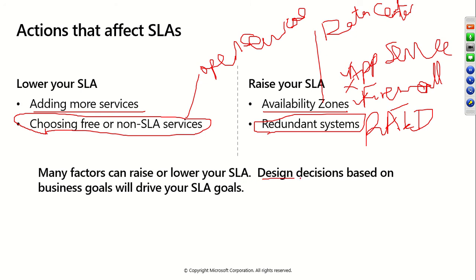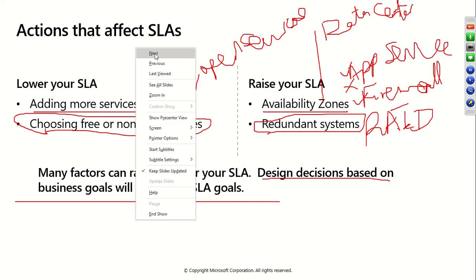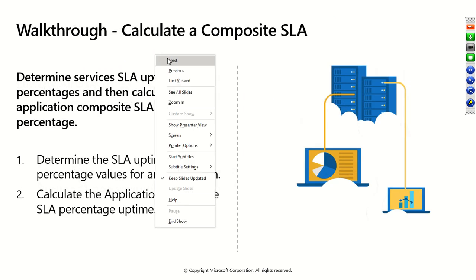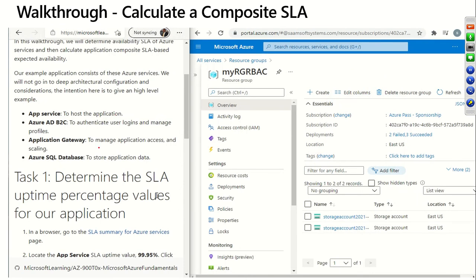You must make a good decision based on your business goal. Is your goal to increase your SLA, or is your goal to lower your SLA? All of these will also have implications on your costs. Okay, so you can get details about your SLA as well. There are websites where that information is provided for you.